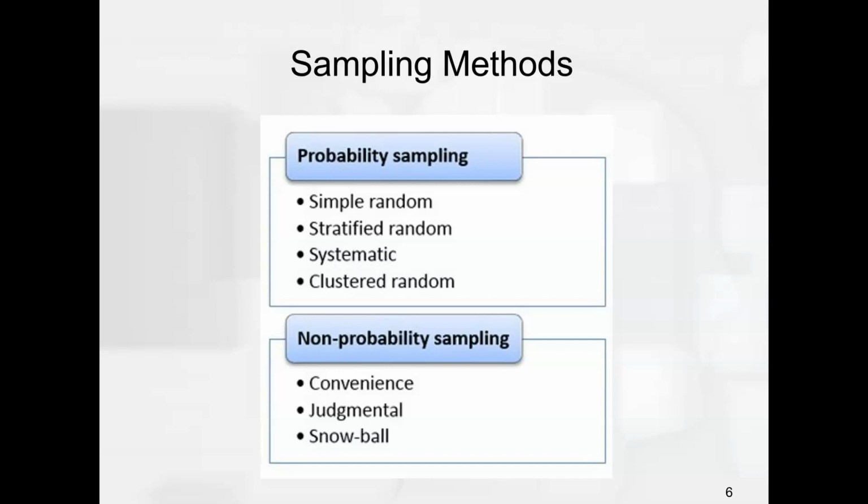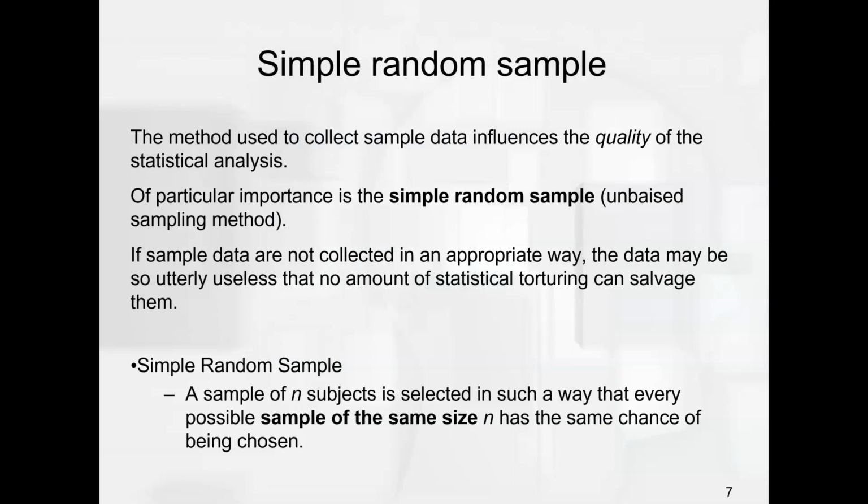We will now discuss sampling methods, which involve probability sampling: simple random sample, stratified random sample, systematic sample, and cluster random sample; and non-probability sampling: convenience, judgmental, and snowball sampling. Remember how important it is that the sample data are collected in an appropriate way.